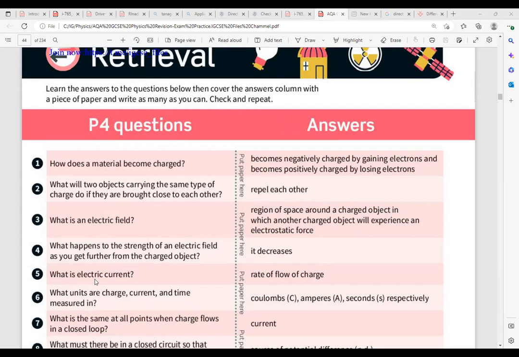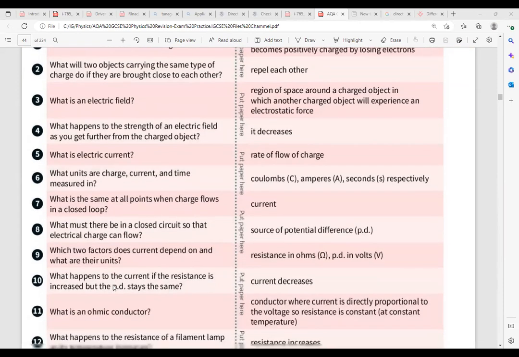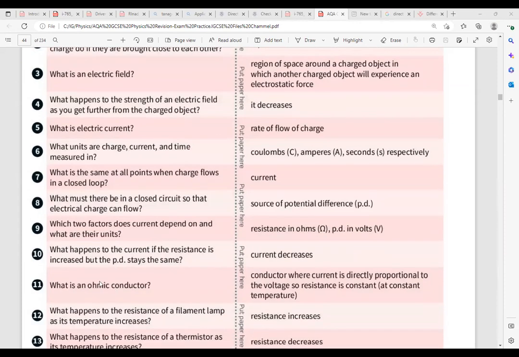What is the electric current? The rate of flow of charge. What units are charge, current and time measured in? Charge is measured in coulombs, current in amperes, time in seconds. What is the same at all points when charge flows in a closed loop? Current will be the same if we have a closed loop. What must there be in a closed circuit so that electric charge can flow? You should have a potential difference, or a source of potential difference.